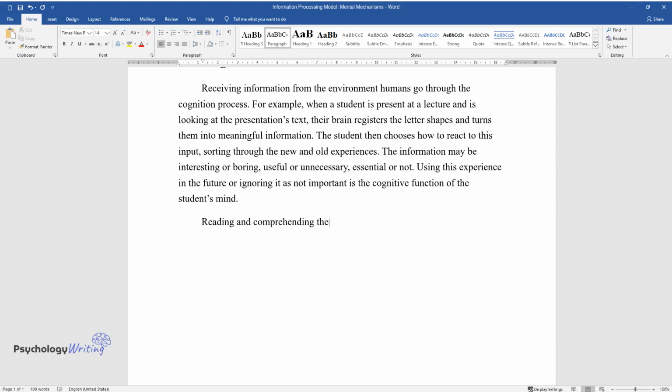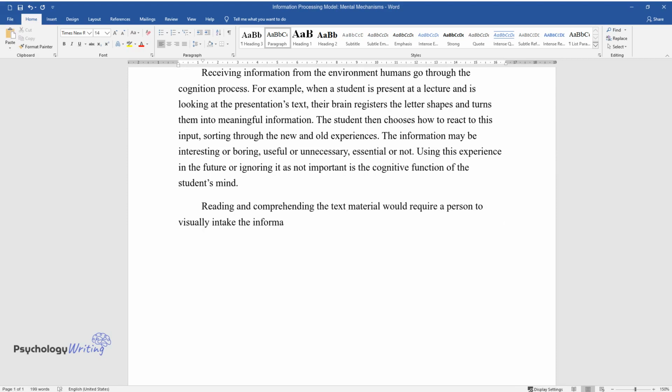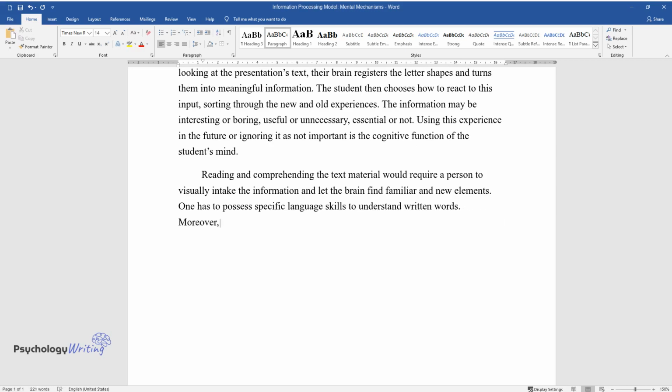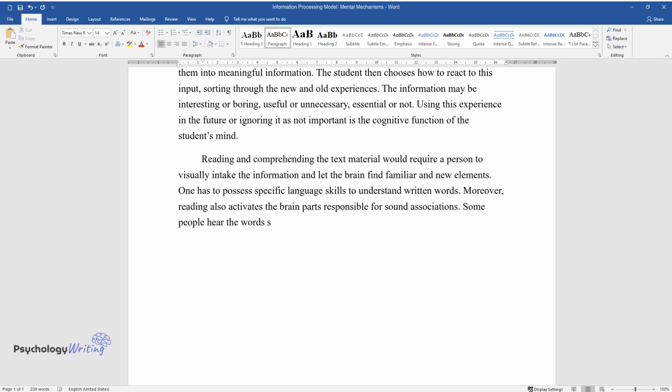Reading and comprehending the text material would require a person to visually intake the information and let the brain find familiar and new elements. One has to possess specific language skills to understand written words. Moreover, reading also activates the brain parts responsible for sound associations. Some people hear the words spoken in individual voices as they read the text.